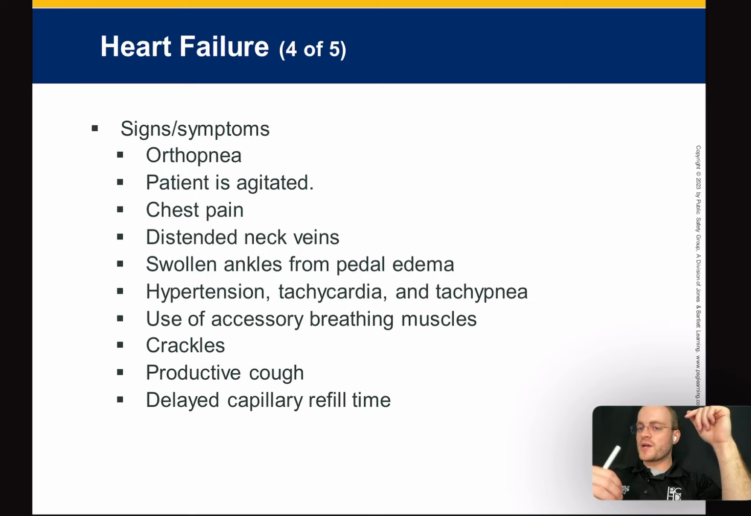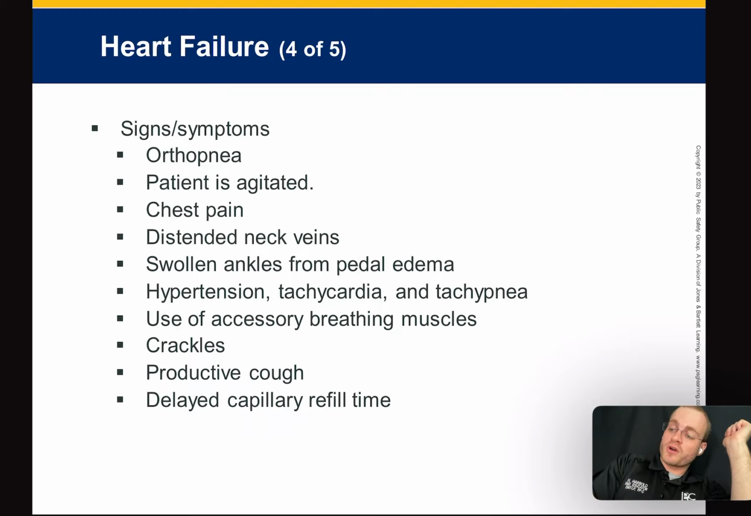They get a high blood pressure, high heart rate, breathing quickly, use of accessory muscle breathing. These patients will be short of breath, okay? Crackles, remember the other name for crackles? It's rales. It sounds like they're breathing underwater because they are. Productive cough and delayed capillary refill time.